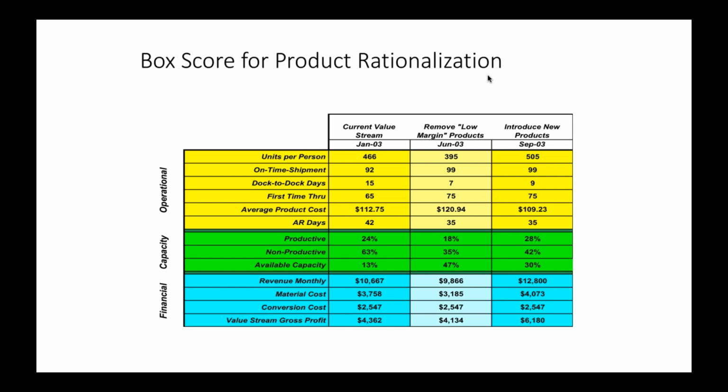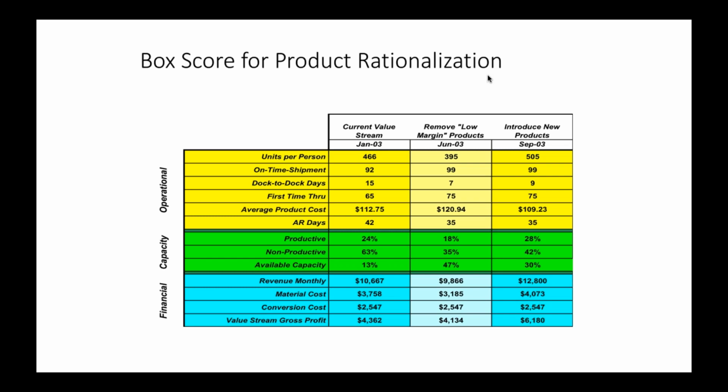Overall performance is better than January 2003, and our capacity numbers are in pretty good shape. We still have a lot of available capacity left to add more demand. So if you're looking at product rationalization, use it in the box score, because if you remove products from a value stream, you're reducing the demand. And when you reduce the demand, you create more capacity.